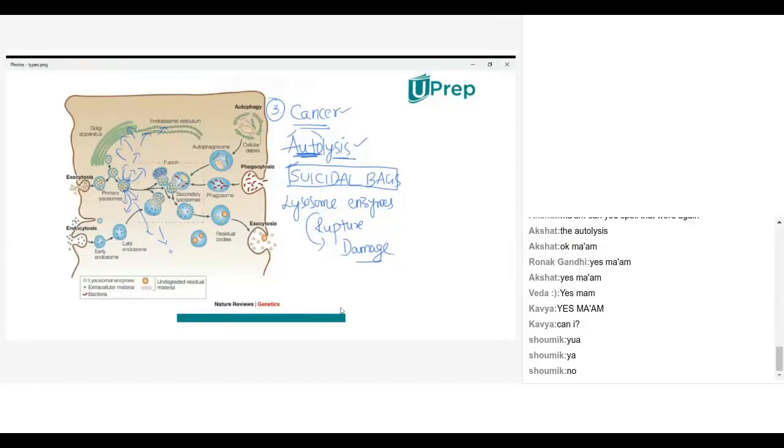Here the auto stands for self, or own. The own material of the cell will get damaged. Sometimes this happens, and that may lead to cancer. What do you know by the word cancer? Cancer is nothing but uncontrolled growth. I hope you might be knowing this. Uncontrollable growth is nothing but cancer.